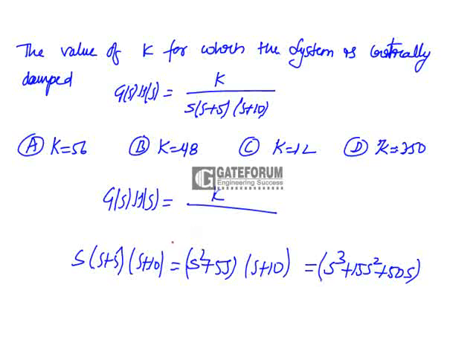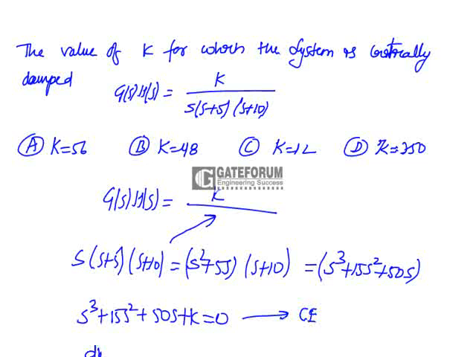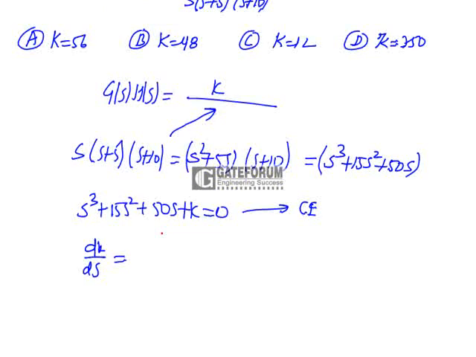Now what is the characteristic equation? Characteristic equation is given as s cube plus 15s square plus 50s plus K is equal to 0. Okay, this is the characteristic equation. Now what is dK by ds? dK by ds is equal to, we have to differentiate this K with respect to s. So this is d by ds of minus s cube minus 15s square minus 50s.